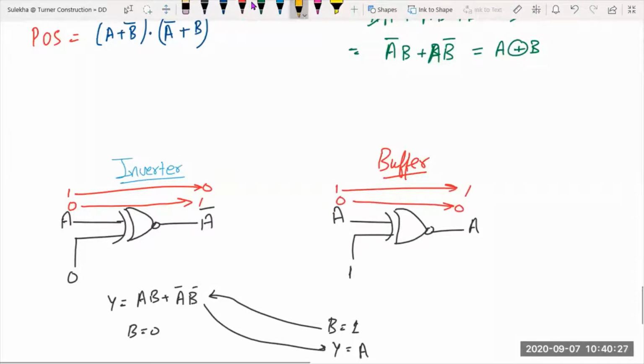Okay, so you can say this pin is working as a control pin. Whenever you are giving this pin a 0, it is working like an inverter. Whenever you are giving this control pin a 1, it is working as a buffer. Okay, so with this you can use this XNOR gate as an inverter and buffer also.